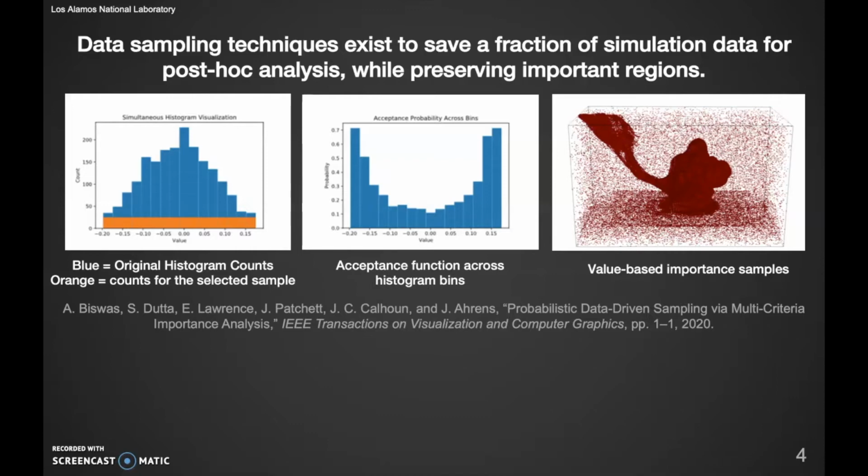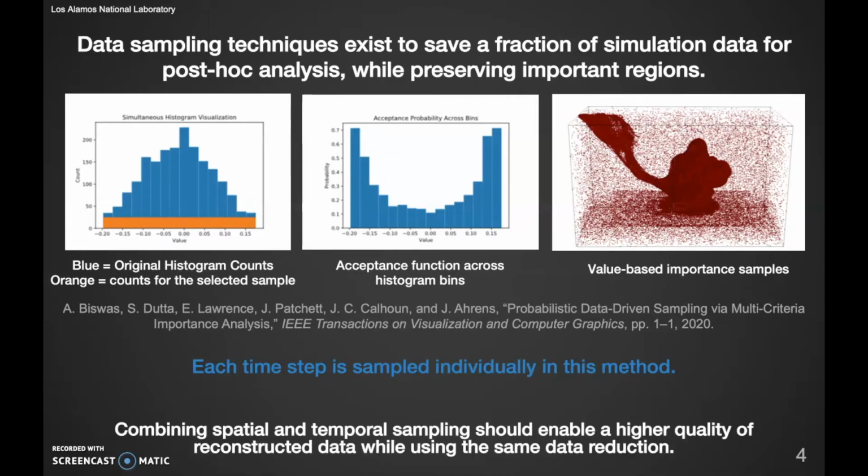This idea has been shown to give promising results for increasing quality while maintaining the same sample ratio as random sampling. This will be used as the base comparison of our methods. For my summer work, I used the notion that if we combine this spatial sampling technique with temporal sampling, we can enable a higher quality of reconstructed data while using the same data reduction.